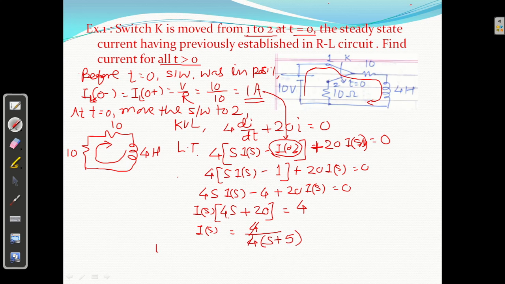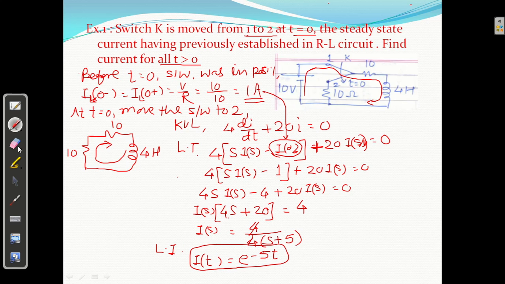If you take the Laplace inverse, you will get I(t), the time domain solution. I(t) equal to what will come? The Laplace inverse of 1 upon S plus 5 is e raised to minus 5t. That is the answer you will get. So you will observe that these problems by using the Laplace transform technique are really very simple. Okay, so this is the answer.